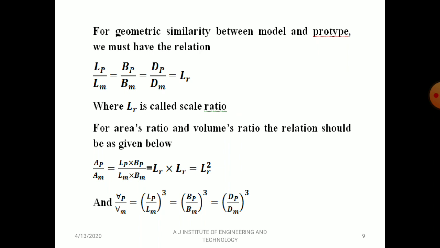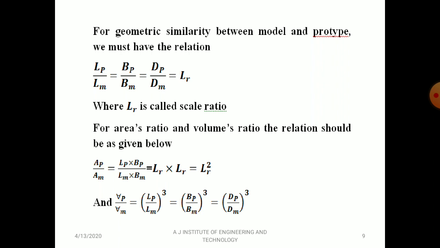For the area and volume ratios, the relation should be as given below. AP divided by AM, that is the area of the prototype to the area of the model, is equal to, as we all know, area equals length into breadth for a rectangular cross section. So AP equals LP into BP and AM equals LM into BM. So the ratio becomes LP into BP divided by LM into BM. But we all know LP divided by LM is LR. Similarly, BP divided by BM is LR. So that becomes LR into LR, which is equal to LR square, where LR is the scale ratio.